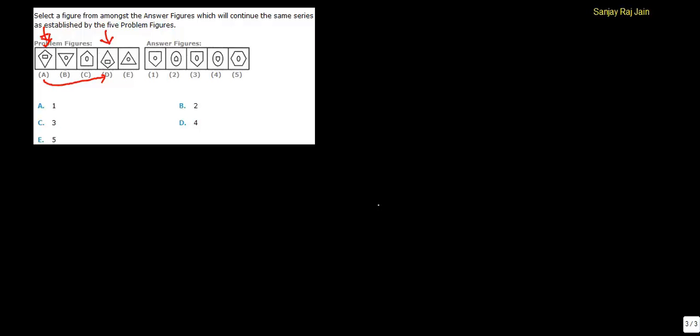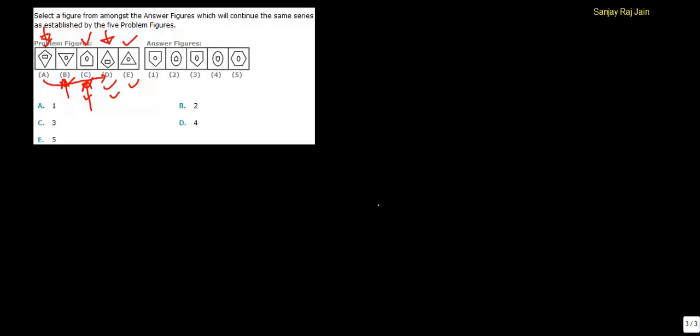Notice these two figures, 1, 2 and third. In the third step we are getting the same figure, but it is inverted vertically. Similarly, if you see figure B, after the third step, 1, 2, third step, we get the same triangle but in inverted position with a circle inside it. So this is the pattern which is being followed in this question. So our answer choice will naturally be the inverted position of figure C.